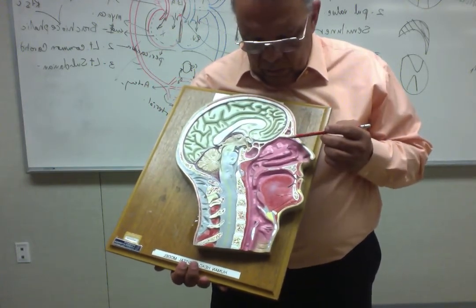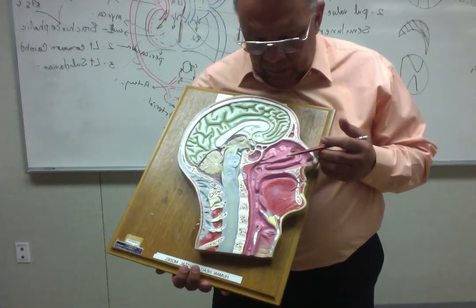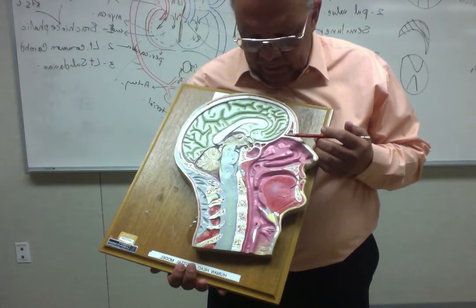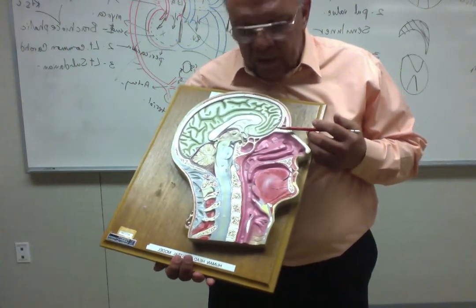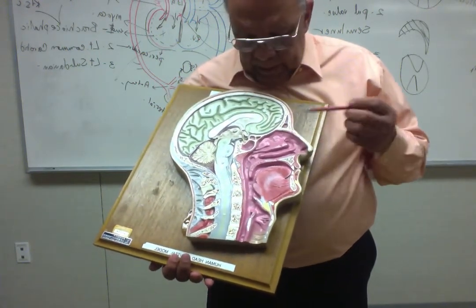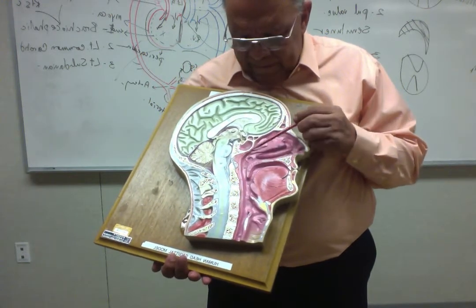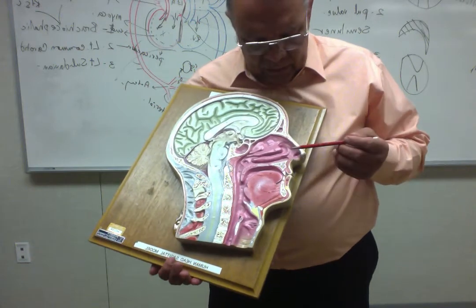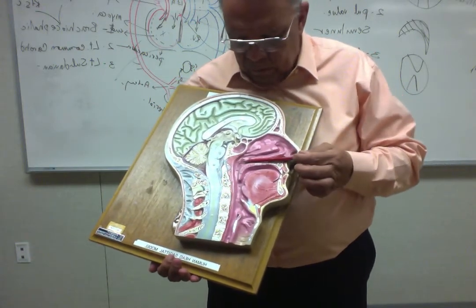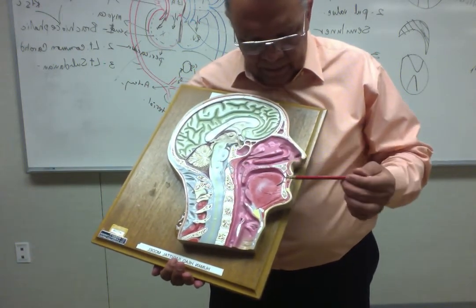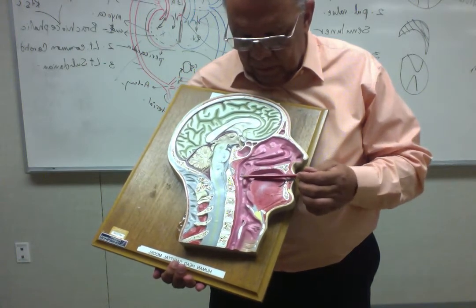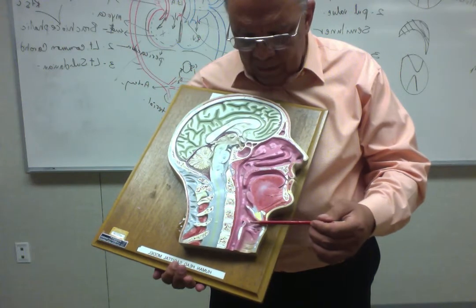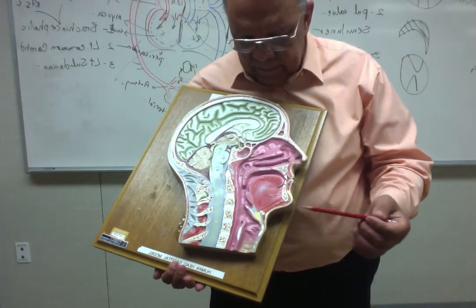They are empty rooms to make the weight of the skull lighter, to give resonance to your voice, and to warm the air you inhale. Next to the nose, we have the pharynx, which is divided into three parts. The part opposite your nose is called the nasopharynx. The part opposite your mouth is the oropharynx. The part opposite your larynx is the laryngopharynx.